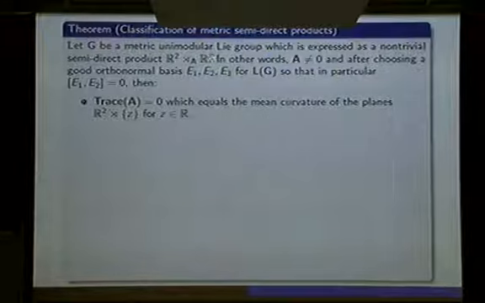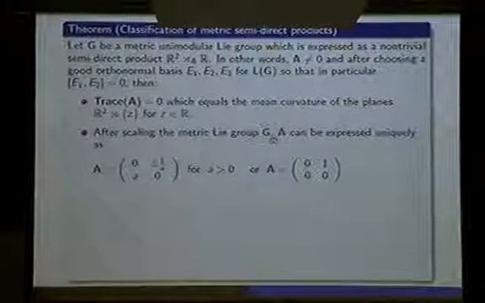In the unimodular case, we know the trace of A, which is somehow this adjoint map, is always 0. So the trace of this A is going to be 0. Again, we can find a nice orthonormal basis. E1 and E2 are going to be the orthonormal basis for the R2 factor here. So in this case, the trace of A is 0, and so the planes in this foliation we have here, the horizontal planes, are all minimal.